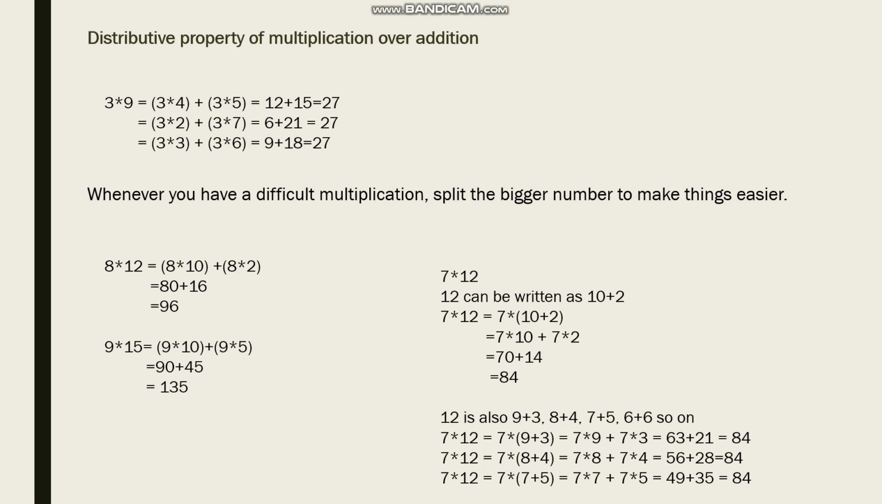So here I took one more example, 7 into 12. Again 12 is the bigger number. So the 12 can be written as 10 plus 2. So 7 into 10 plus 7 into 2, sorry, which gives 70 plus 14, that will give 84.